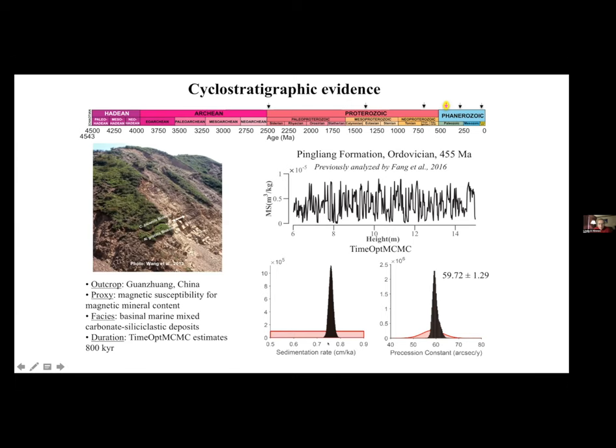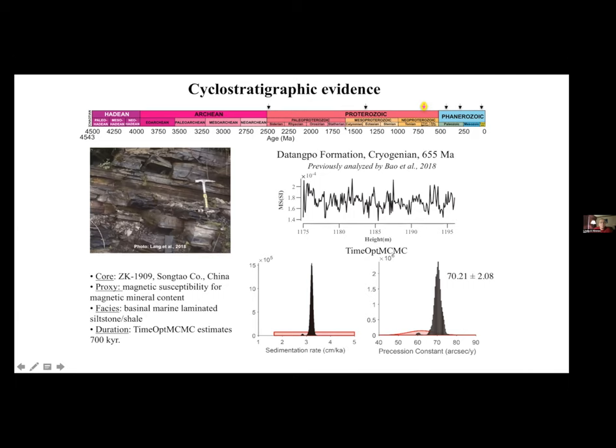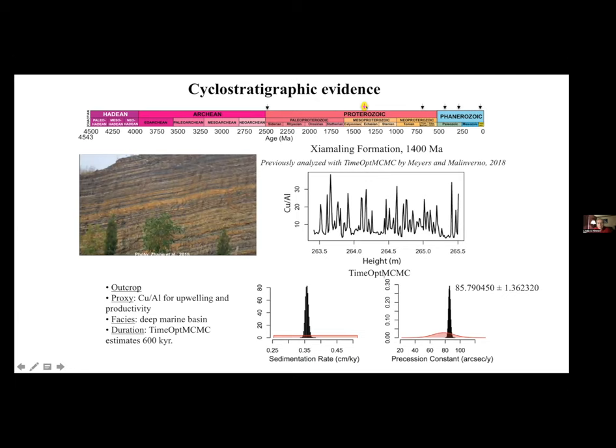And further back again in this Cryogenian, I'm sorry, I'm going fast because I'm running out of time. This is about 700,000 years long, and gives us a 70.21 arc seconds per year precession constant. And finally, this is about 1,400 million years ago in the mid-Mesoproterozoic, the Xiamaling Formation, that was analyzed by Meyers and Malinverno, who obtained an 85.8 arc seconds per year precession constant. This was their prior here.